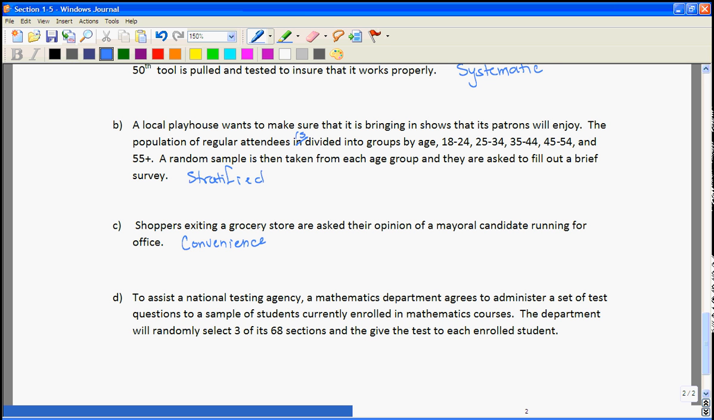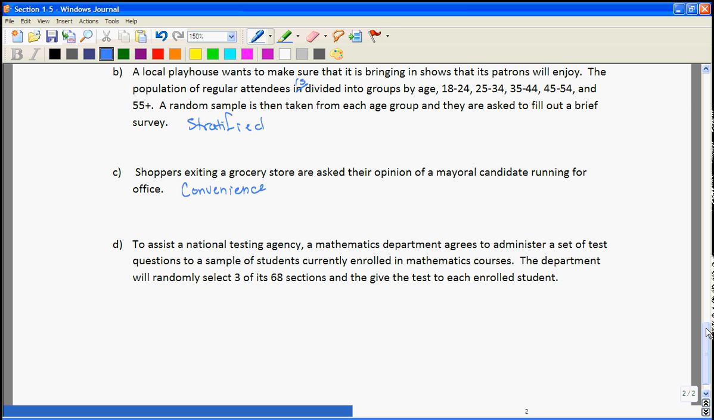So maybe that's all that's available. Maybe a phone survey would be too expensive or time consuming. So this is what's being done instead, but it probably will not yield the best results. Example D. To assist a national testing agency, a mathematics department agrees to administer a set of test questions to a sample of students currently enrolled in mathematics courses. The department will randomly select 3 of its 68 sections and give the test to each enrolled student.